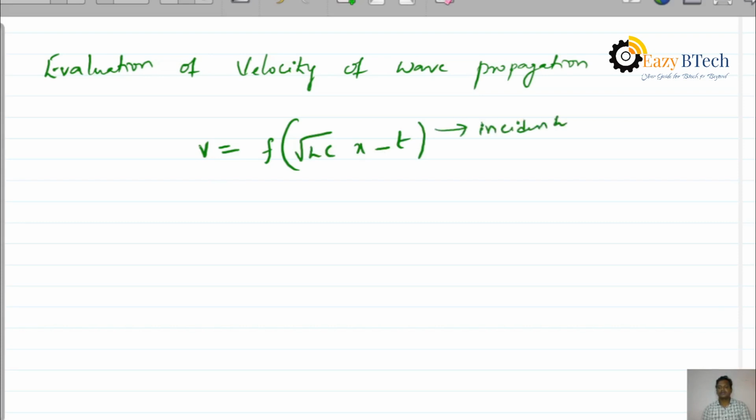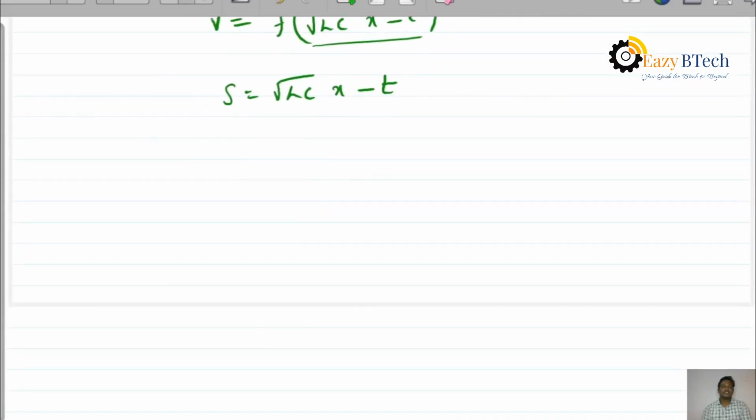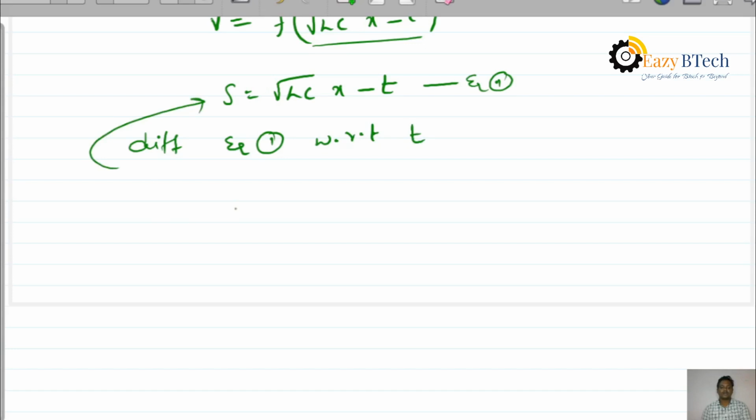In the incident waveform, I am taking only this function. Suppose I am taking s equals root LC x minus t. Suppose this is equation 1. First, we have to differentiate equation 1 with respect to t. What you get if you differentiate with respect to t is 0 equals root LC dx by dt minus 1.